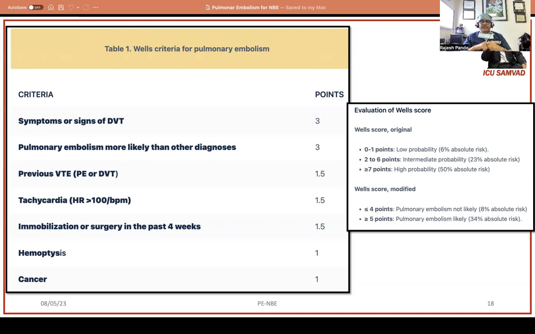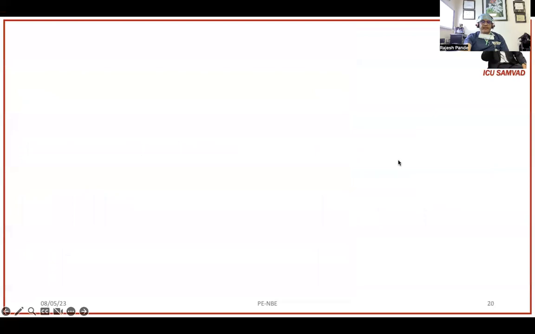Now, if you look at the evaluation of the score, the modified Wells score says that if the score is less than 4 points, then pulmonary embolism is not likely. There is only 8% absolute risk. And if it is more than 5 points, then pulmonary embolism is likely, 34% absolute risk. With the conventional original score, more than 7 points give high probability, more than 50% absolute risk, 2 to 6 is intermediate, and 0 to 1 is low probability.